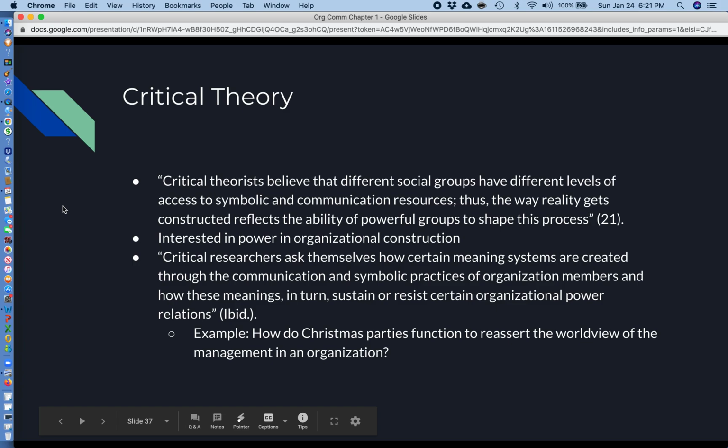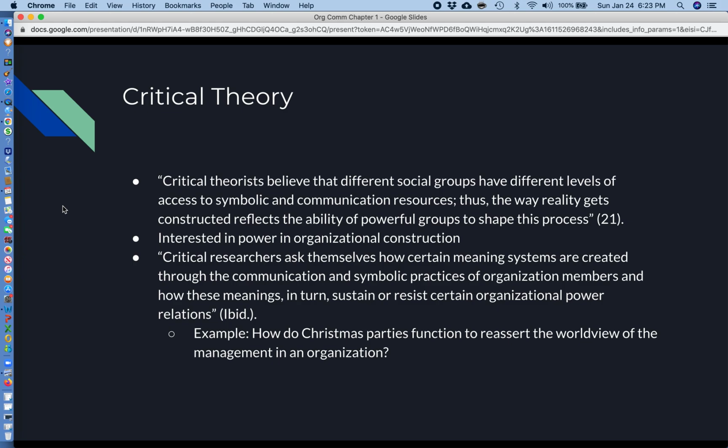Finally, we get to critical theory. So critical theorists believe that different social groups have different levels of access to resources. And so the way reality gets constructed reflects the ability of powerful groups to shape this process. So we're taking a critical approach to organizational communication this semester. And what that means is we're interested in how powerful groups communicate in order to shape people's organizational reality. We're interested in power. Who's got the power in an organizational structure? And so as a result, critical researchers ask themselves questions about how meaning systems are created through communication and symbolic practices, and how these meanings in turn either sustain or resist certain organizational power relations. That's just a fancy way of saying we're interested in how the people in power communicate and make you communicate and behave in ways that keep them in power. That's what we're interested in.